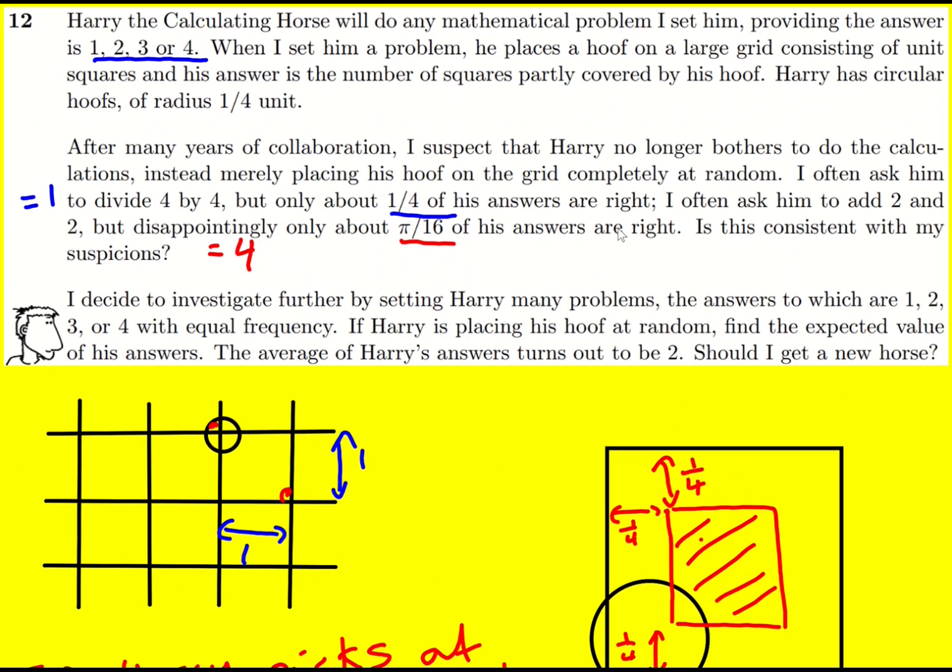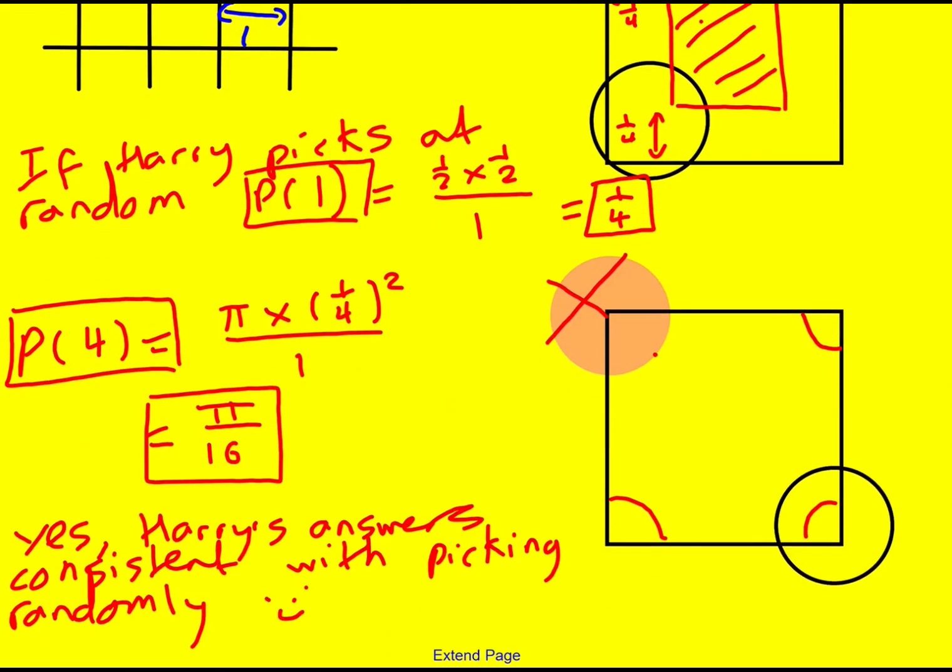I decide to investigate further by setting Harry many problems, the answers to which are 1, 2, 3, or 4 with equal frequency. If Harry is placing his hoof at random, find the expected value of his answers. The average turns out to be 2. Should I get a new horse?